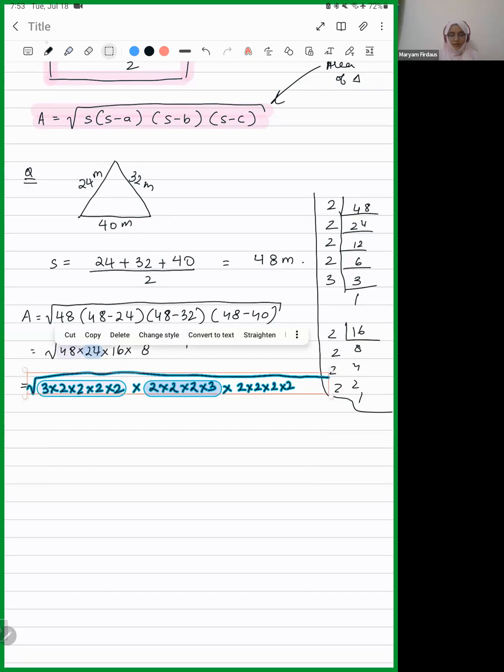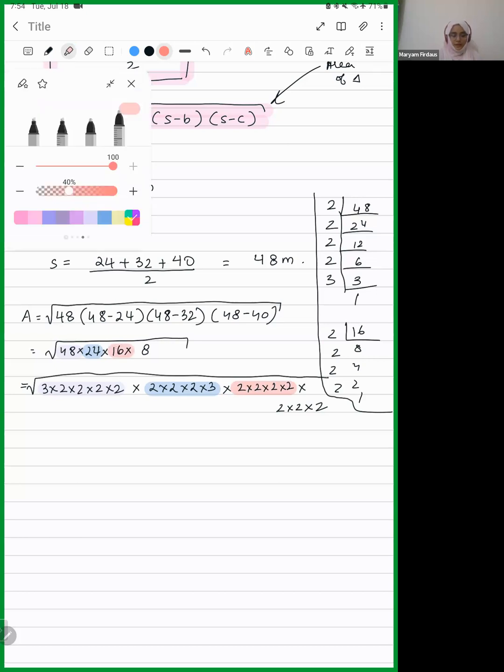Now what is 8? 8 is basically 2 cubed. So that's 2 being multiplied by itself 3 times, 2 into 2 into 2. Till here, is everything clear for everyone? Avni, is it clear? Yes, ma'am, it's clear.